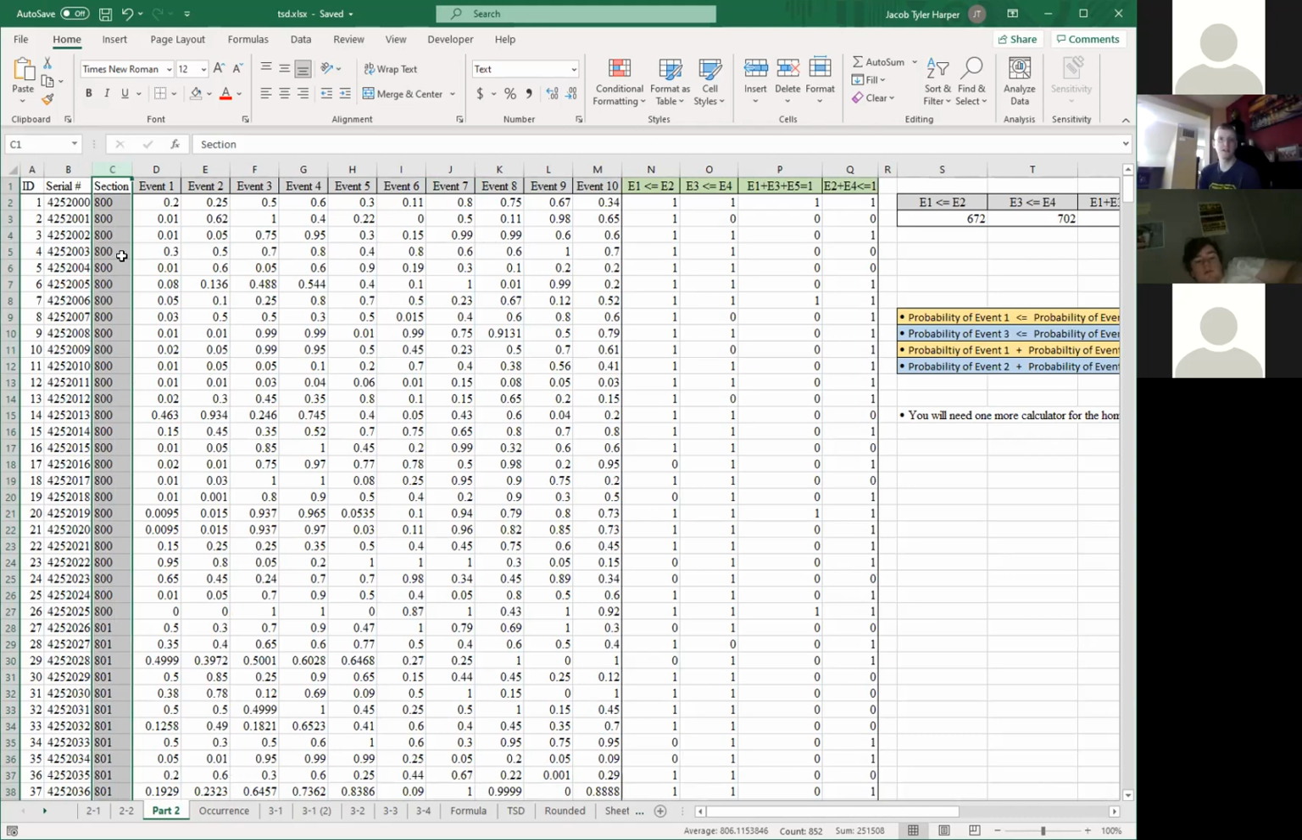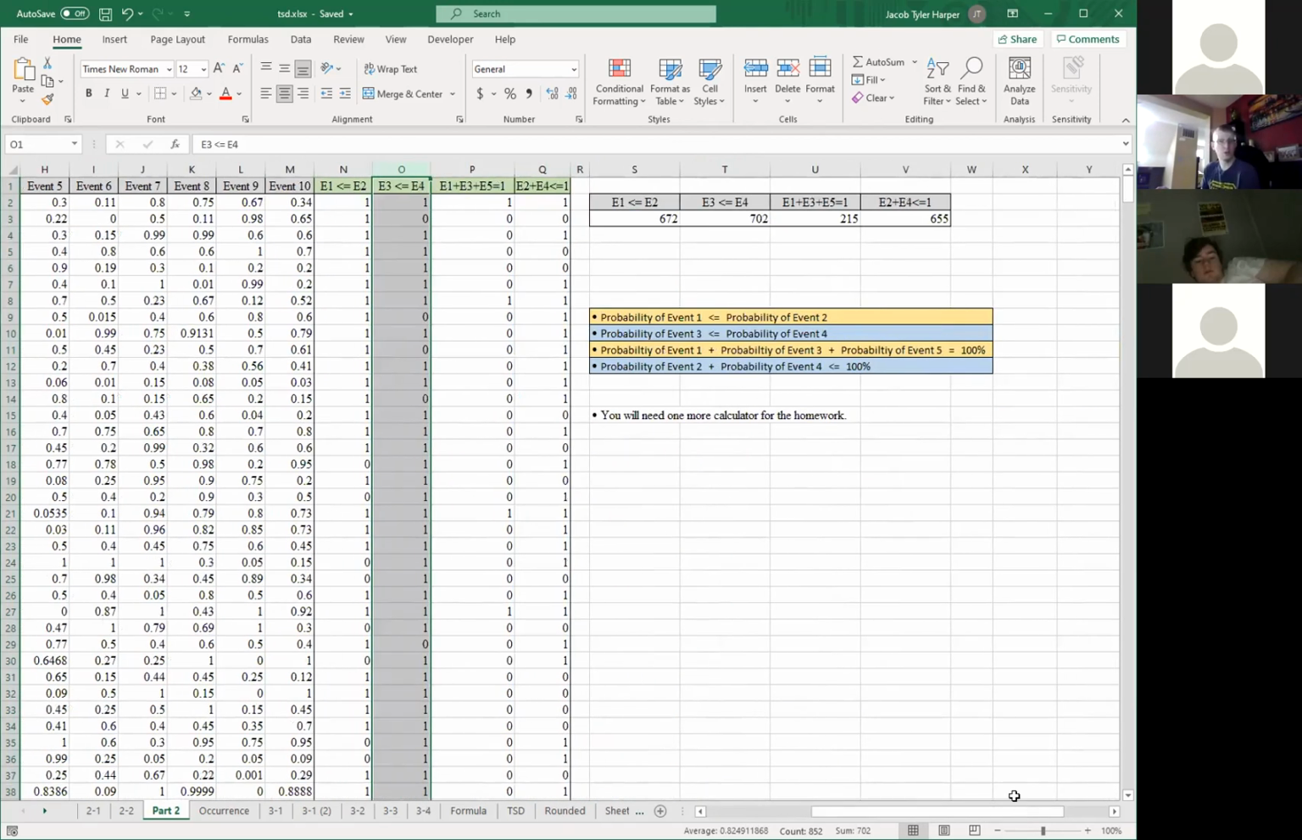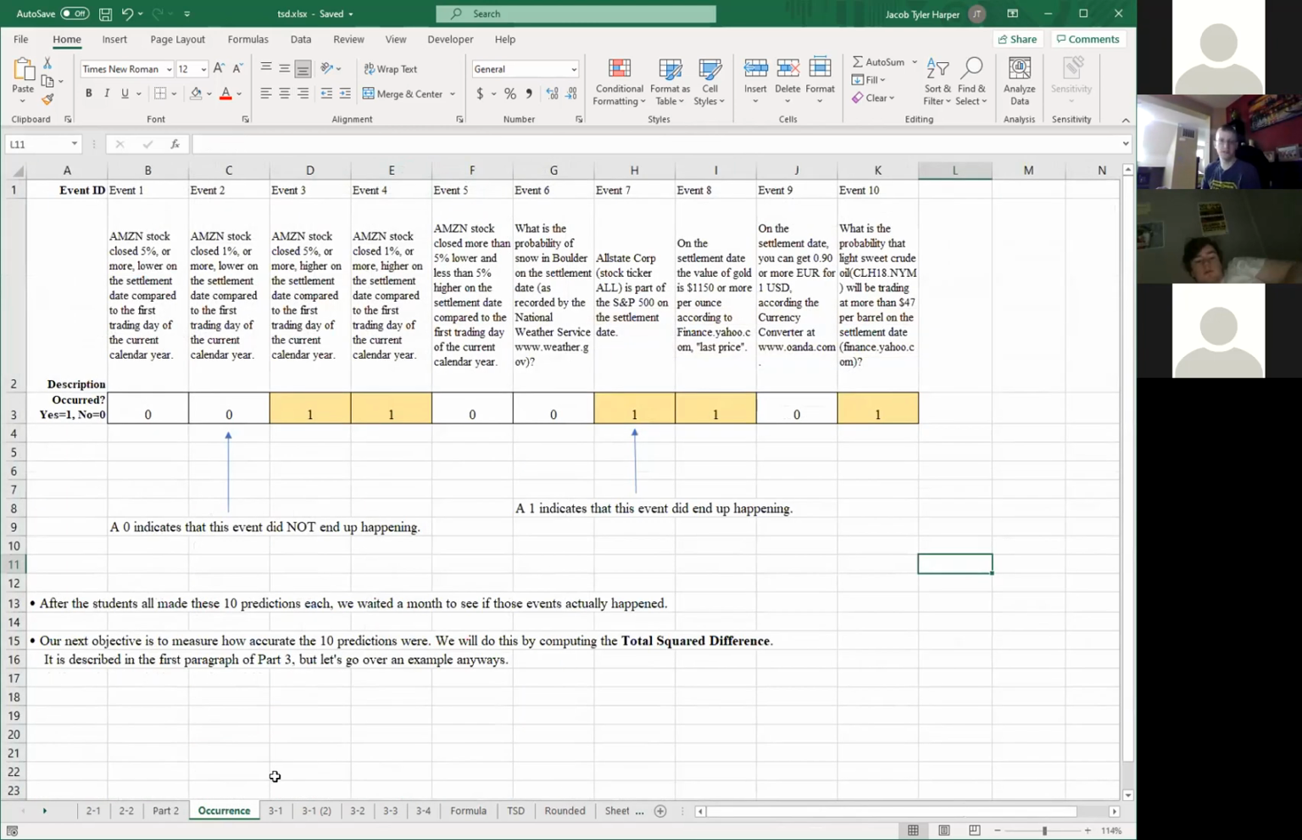So in that case, it's still a counting function, but you're going to want to use a COUNTIFs, plural, because you're going to have two criteria. One criteria to check what section they're in. Second criteria to make sure they were consistent. And that's part 2.